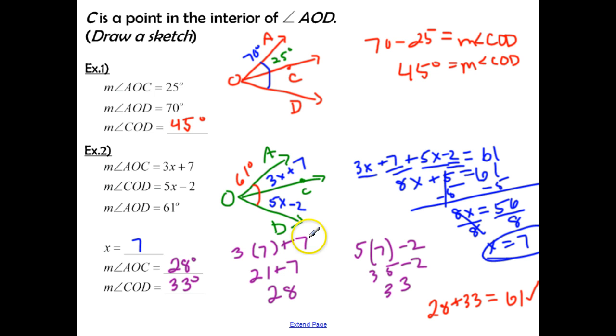So hopefully you set your diagram up like this, and you have angle AOC and COD, so you actually add those angles and set them equal to the whole angle, which is 61. When you do your algebra correctly, you should find that x equals 7, and then when you substitute that back in to each of the angles you need to find the measure of, you should find that the measure of angle AOC is 28 degrees and the measure of angle COD is 33 degrees. Now to double check your answer, you make sure that the measure of angle AOC plus COD equals the measure of angle AOD. So 28 plus 33 does equal 61, so we did it correctly.